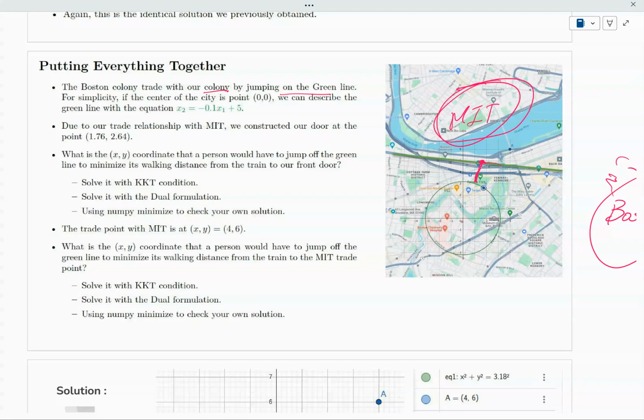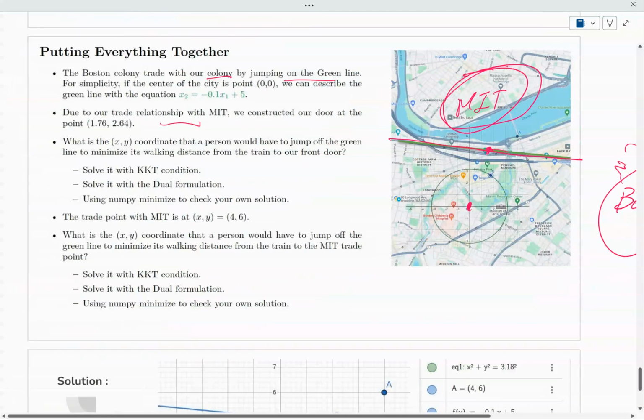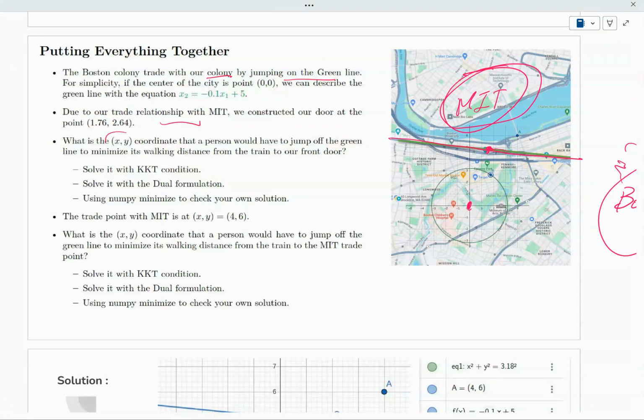Okay, so let's say the center of the city is 0, 0, and we can describe the green line as this. So here's the green line. Due to our trading relationship with MIT, we constructed our door right here. This is our door because this was the closest to MIT trading. Our door is at this location. Therefore, what is the XY coordinate where a person will have to jump off the green line to minimize the walking distance to our door? So where do they jump off to minimize the distance?